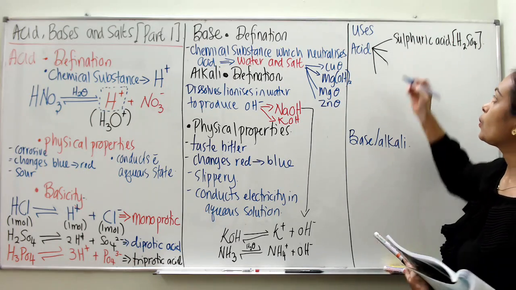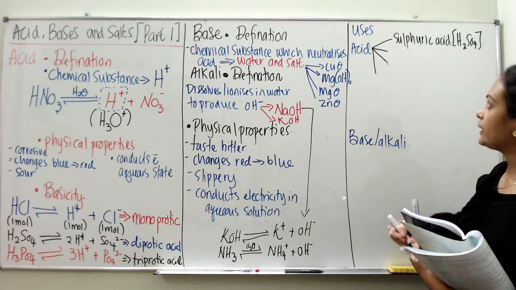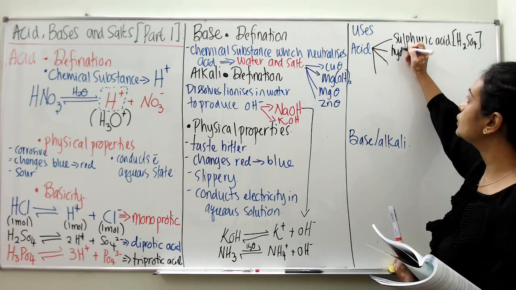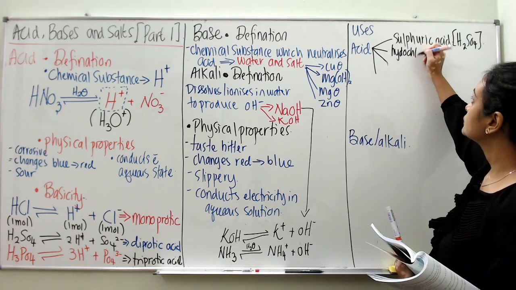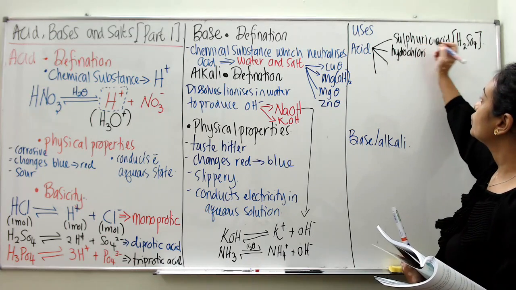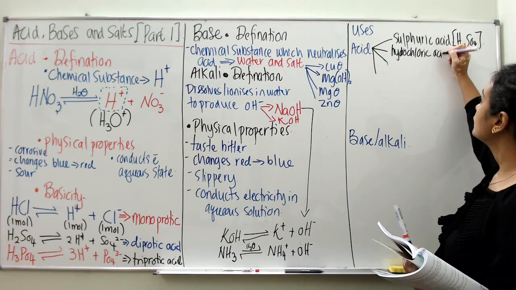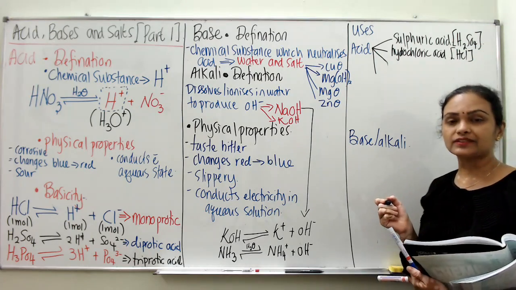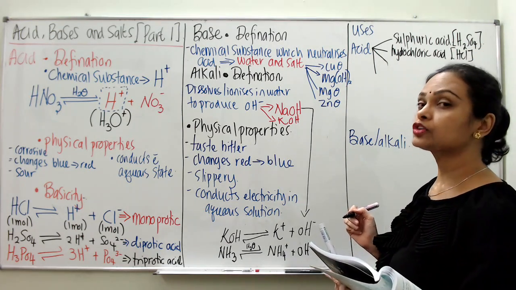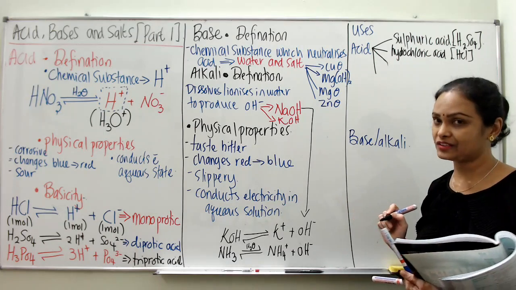Second is hydrochloric acid. These are all used widely in our chemistry laboratory. Hydrochloric acid, HCl, is used as a cleansing agent because of the presence of chlorine.